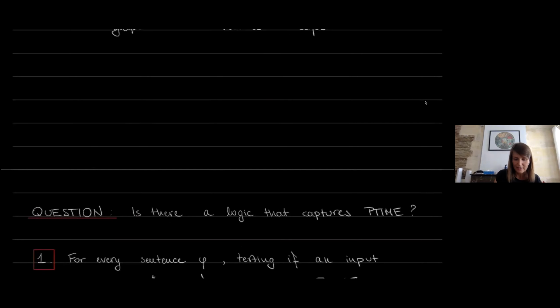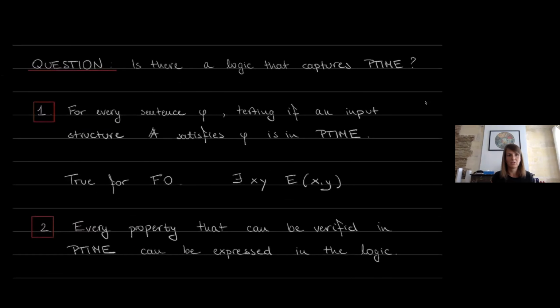Okay, so to organize this first part a bit and give you a finite model theory perspective, and a context in which the logics that I will discuss arise in finite model theory, I want to mention this important open question in finite model theory or descriptive complexity: whether there is a logic which captures exactly the P-time properties of structures. There are of course some subtleties to this question. In particular, there is a quite complicated definition of what a logic is, but let's not get into those details. This question asks about a logic such that for every sentence of this logic, testing whether an input structure satisfies this sentence is in P-time.